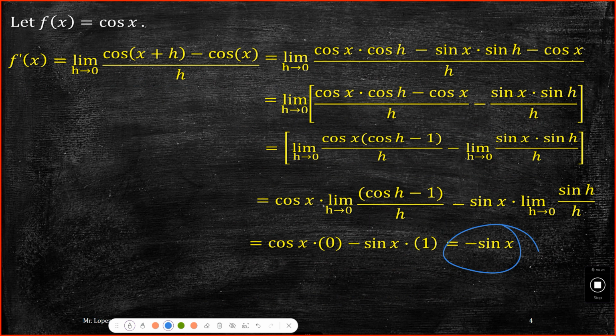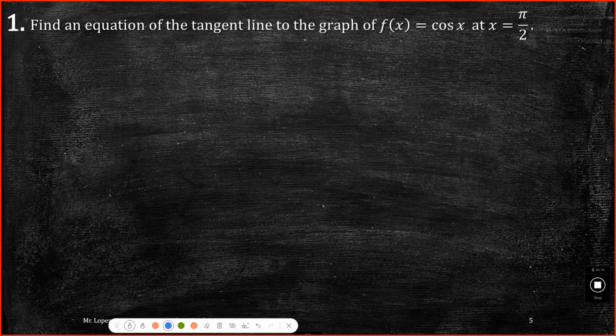Somebody, what's the derivative of cosine x? Negative sine x. Thank you, Anthony. Derivative of cosine x is negative sine x. I don't think you want to go through the proof of this. All right, so let's go ahead and do number one.